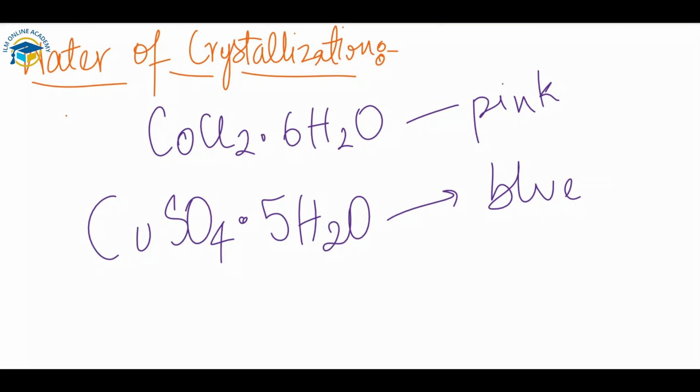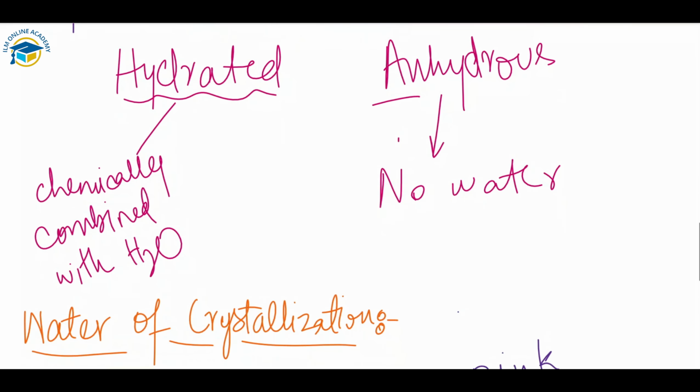When these hydrated salts are heated, their water of crystallization is driven off as steam, and the crystals lose their shape and become a powder. Like copper sulfate crystals, as we have read here, they are blue. When they are heated, what will happen to them? They become anhydrous, which we have read here. Hydrated means water is present, and anhydrous means no water is present, or water is not contained in their structure.